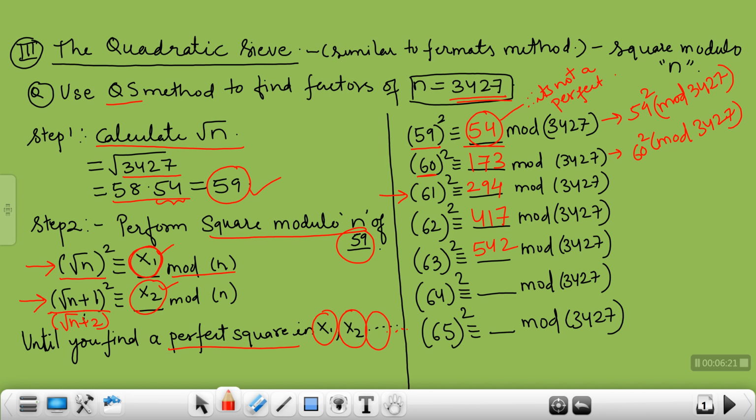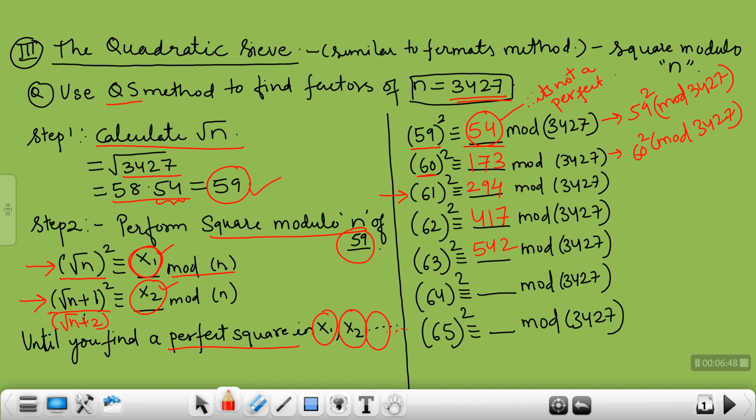Now the question that arises is, where do we need to stop? We will do a minimum of 5 to 6 iterations, starting from square root of n till square root of n plus 5. I have done more here, but you don't need to do more. You can do a maximum from square root of n to square root of n plus 5 if you are not finding a perfect square. Till 63, we have not got a perfect square.